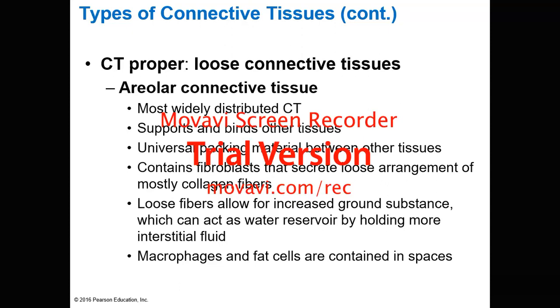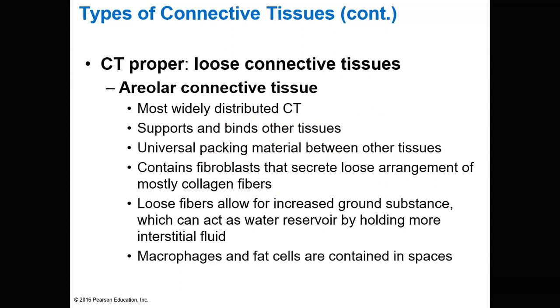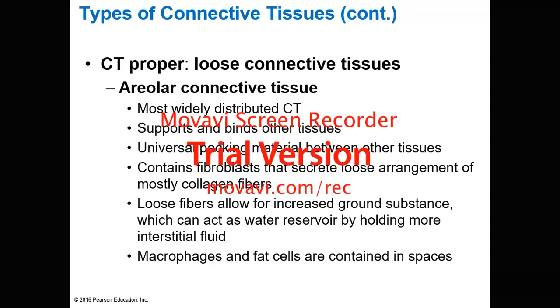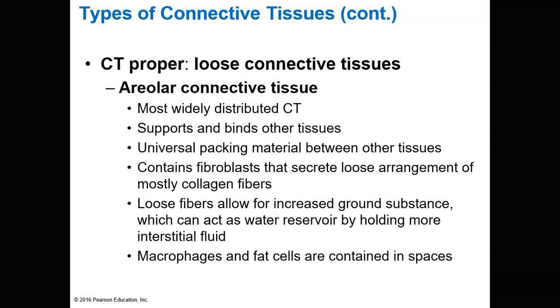So for the loose connective tissue proper, areolar connective tissue, this is a good test question. They like to know what's the most widely distributed connective tissue. It's areolar connective tissue. It's the most widely distributed. That's a good test question. It supports and binds other tissues. Universal packing material between other tissues. Contains fibroblasts that secrete a loose arrangement of mostly collagen fibers. Remember, your fibroblasts are going to produce the extracellular matrix.